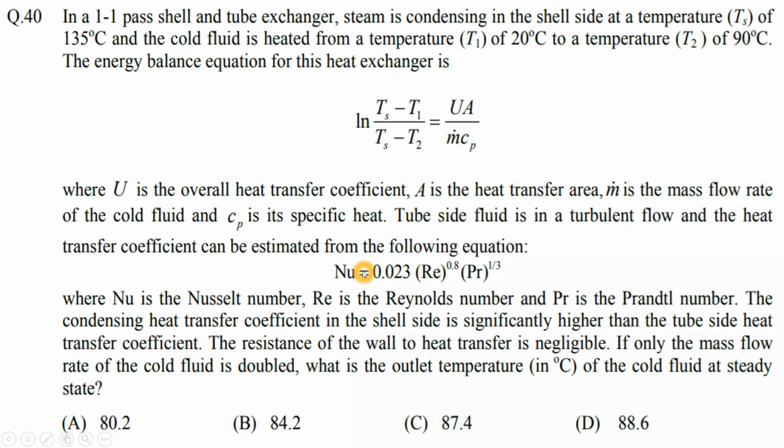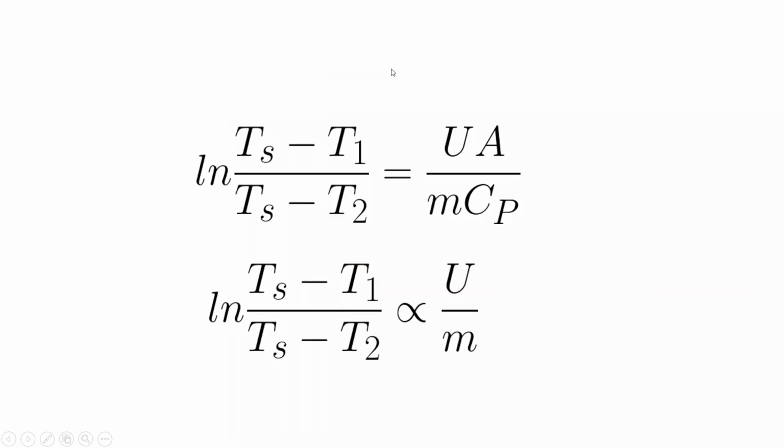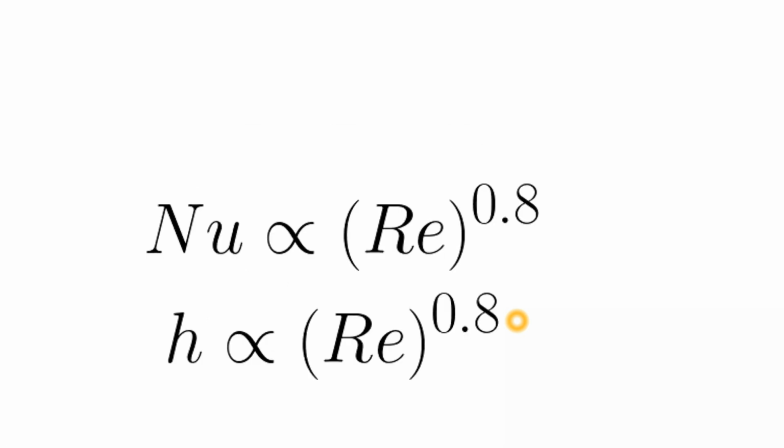Let's start with the solution. You can see here we have been given this equation. Since we are not changing the area, and we are not changing the specific heat, specific heat is a constant and area is also constant, so we can say it is directly proportional to U upon M only. Why I am doing this, you can see in further slides.